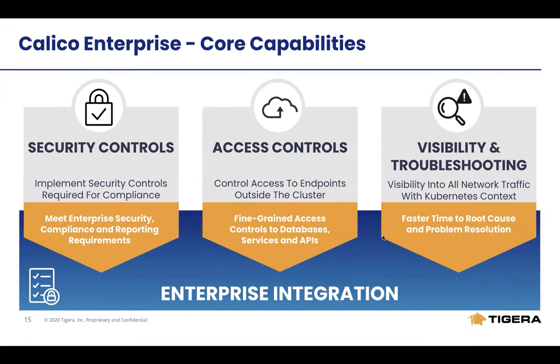Finally, key core capabilities are around visibility and troubleshooting, having full visibility into what's going on within your network. Detailed logs and detailed data around your network flows can be very critical to root cause analysis, and if you're doing any active troubleshooting, to address those issues rapidly.